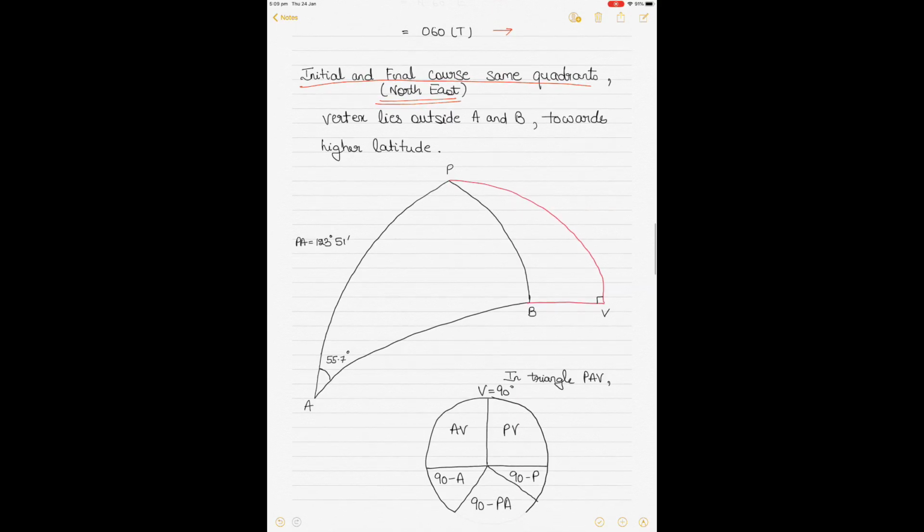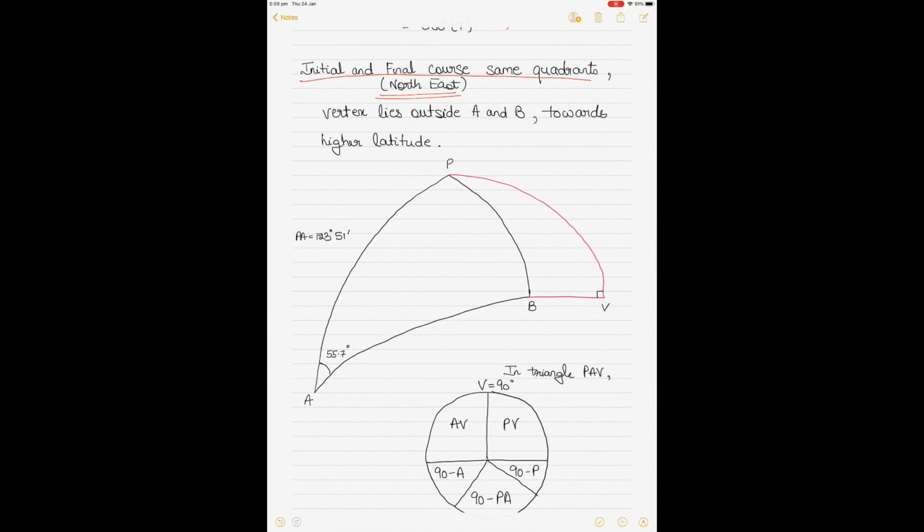Alright, if the courses were in different quadrants, such as if one was northeast, the other one was southeast, the vertex would lie between A and B, still towards the higher latitude. But in this case, both the initial and final course are in the same quadrant, which is the northeast quadrant, and vertex is lying outside A and B, and again towards the higher latitude.